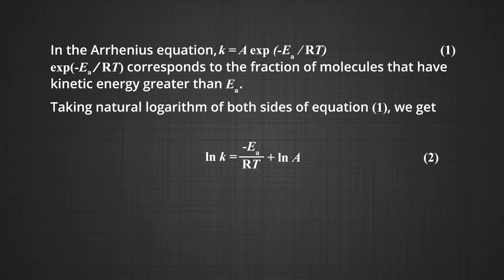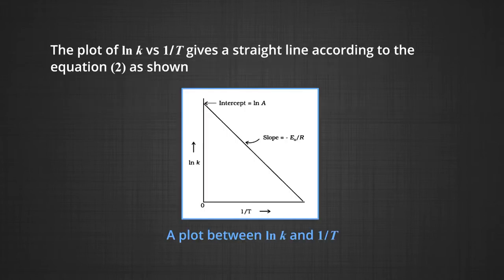Taking natural logarithm of both sides of equation 1, we get ln k equals minus EA by RT plus ln A. The plot of ln k versus 1 by T gives a straight line according to equation 2. You can see in the figure. The figure shows the plot between natural logarithm k and 1 by T.